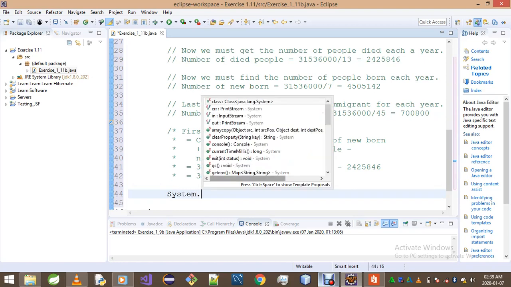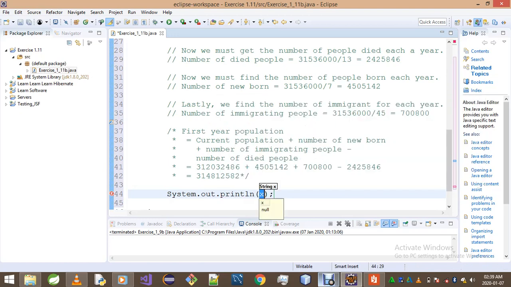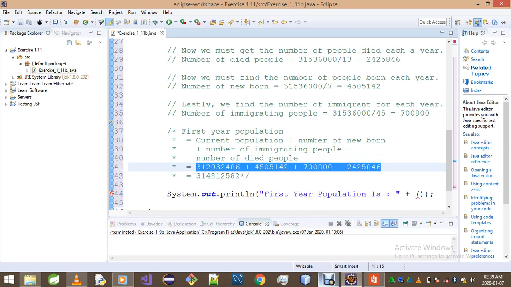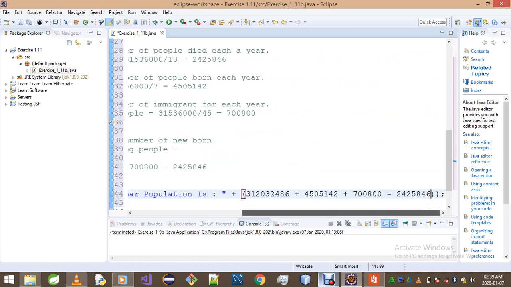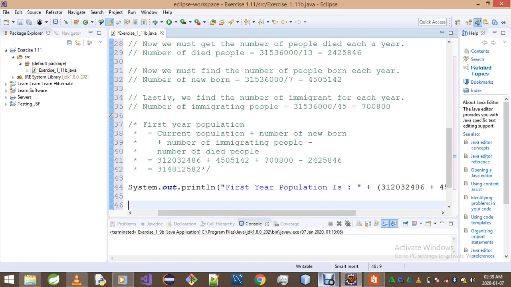Okay, so let's go System.out.println and let's go first year population is. Okay. Now we gotta go to the second population.